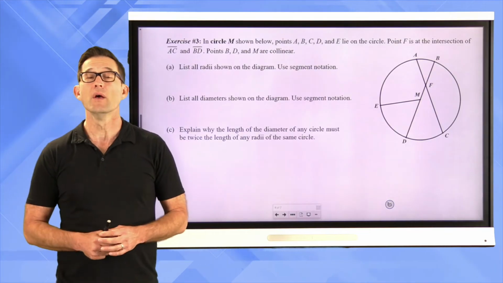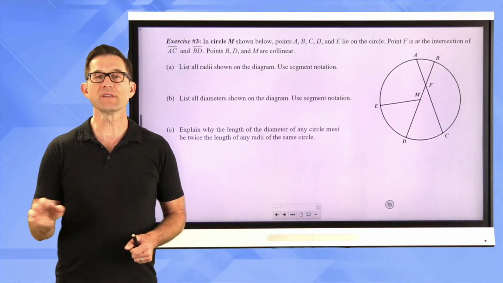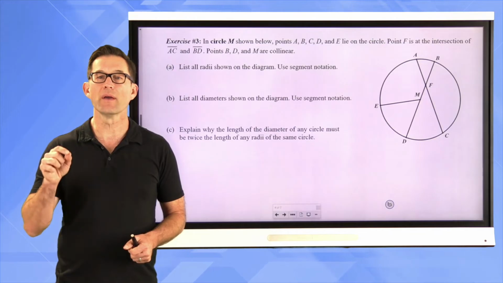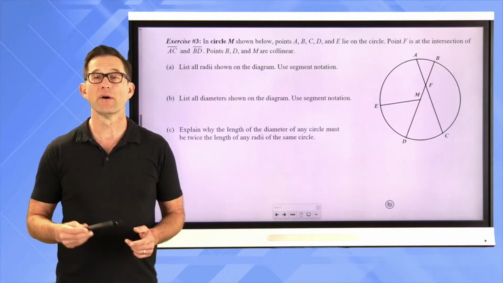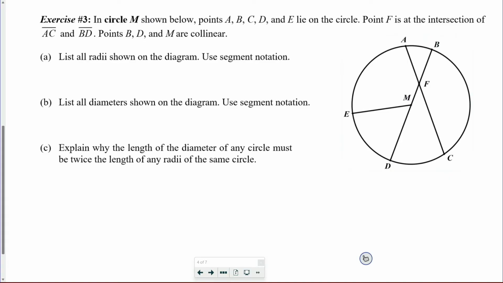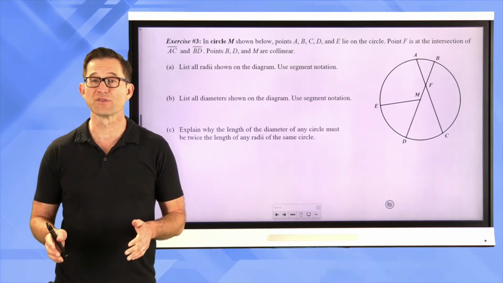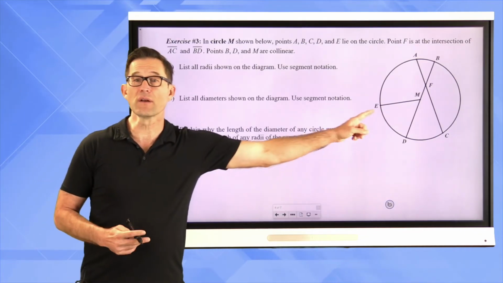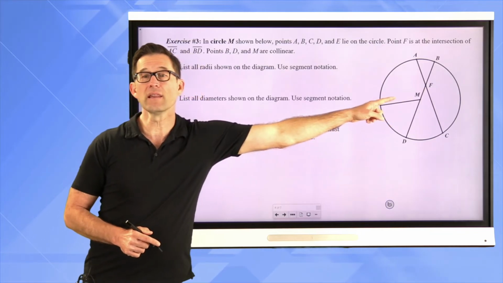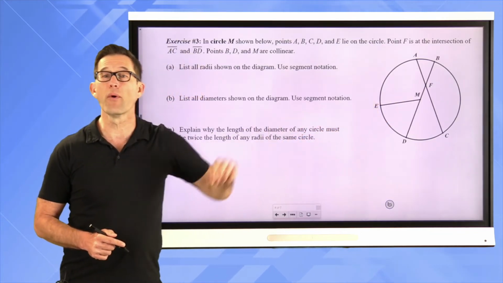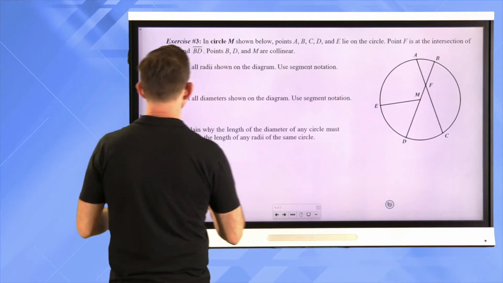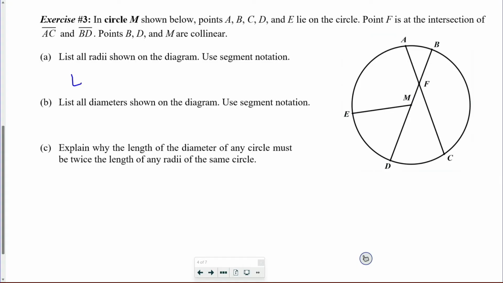All right, great. So I'd like you to write down the names of every single radius that shows up in this particular diagram. Pause the video now. All right, a radius is a segment drawn between a point on the circle and the center of the circle. So the easiest thing to do is look at the center of the circle and look at any line segment that goes from that point to a point on the circle. So for instance, one radius on the circle is radius EM, right? That's this guy right here, okay?